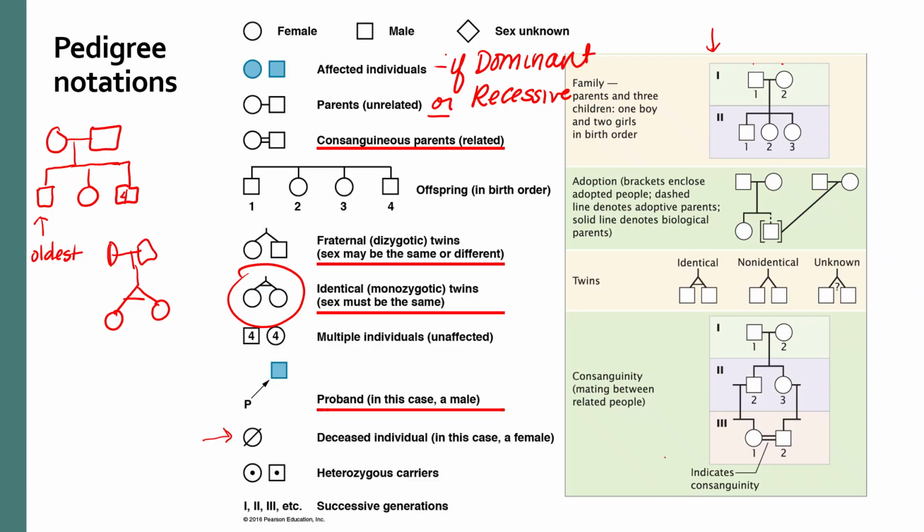Down at the bottom, this is an example of cousins. So this is grandparents, brother and sister, and then their children have a relationship usually that means there's an offspring of some sort there. So that's just how we might see that consanguinity.